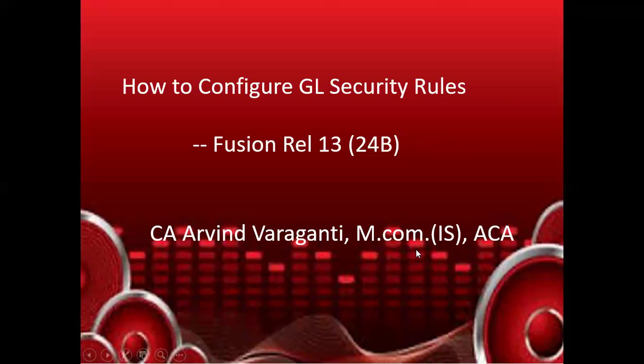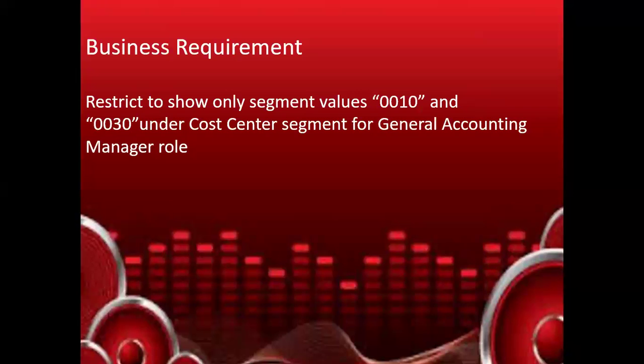Let me take one simple business requirement, and then I can explain how to configure these GL security rules. I have a ledger, Reliance US ledger, and this ledger has four segments: company, cost center, account, and intercompany. My business requirement is that users who have access to the General Accounting Manager role should be able to see only two cost centers in the dropdown: 0010 and 0030.